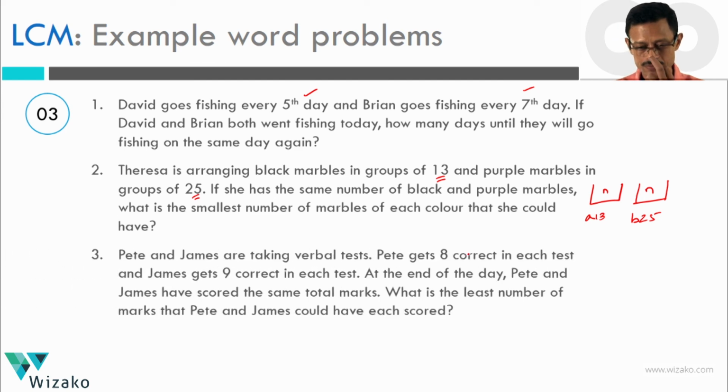One more example. Pete and James are taking verbal tests. Pete gets 8 correct in each test, and James gets 9 correct in each test. At the end of the day, Pete and James have scored the same total marks. So if Pete took P tests, he got P into 8 marks. If James took J tests, he got J into 9 marks. These two are equal. So we're saying some multiple of 8 is equal to another multiple of 9. What's the least number of questions? It should be 72.